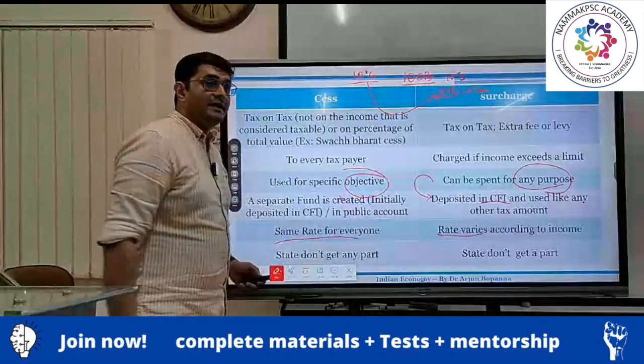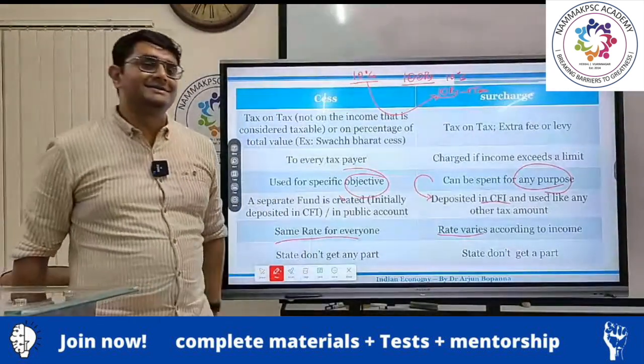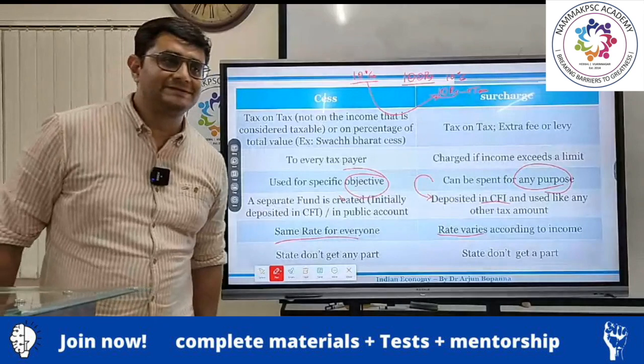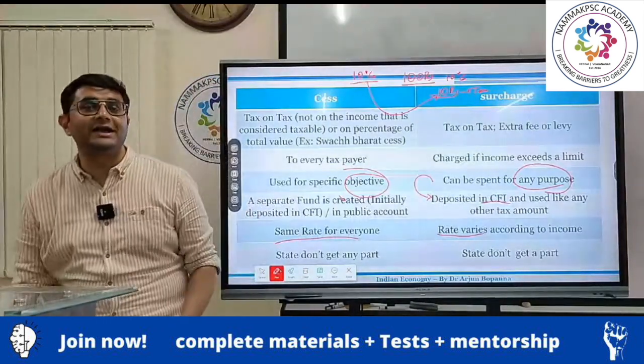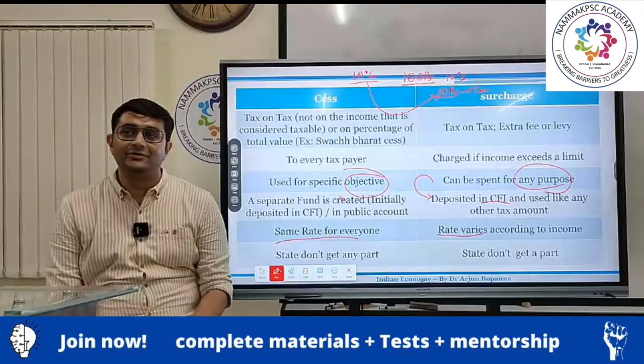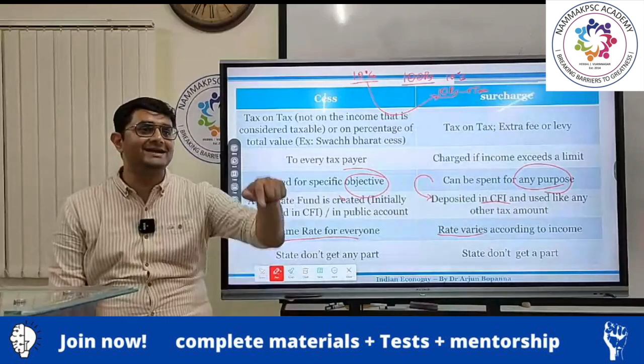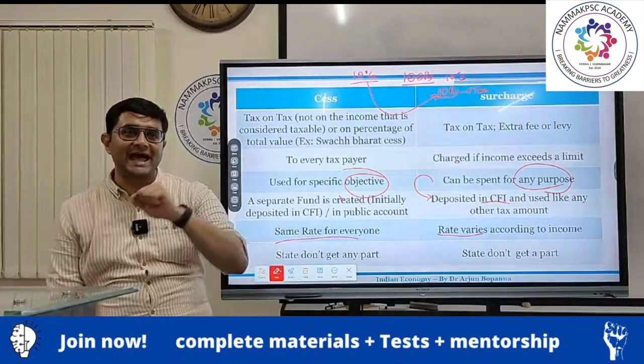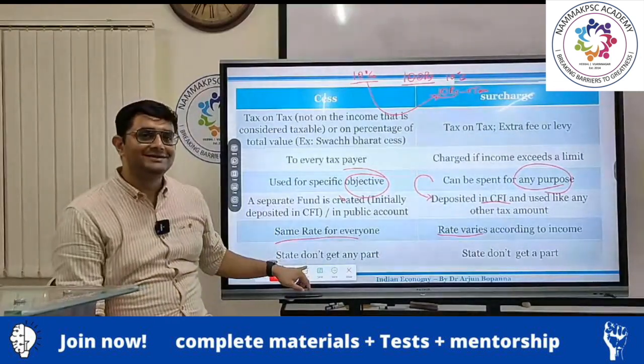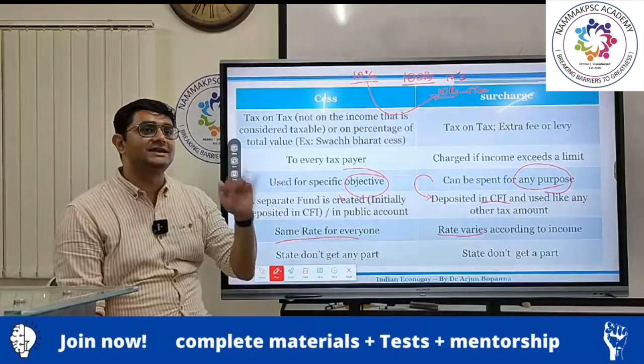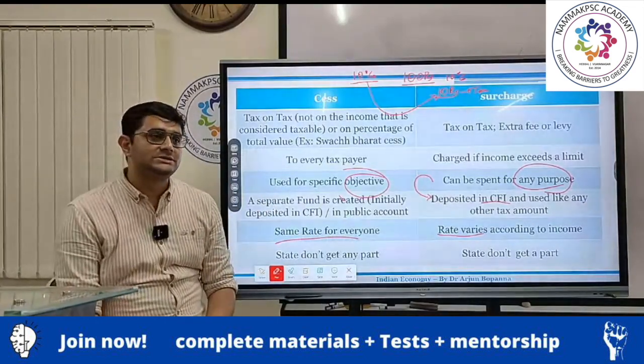Then another important reason why the central government chooses cess and surcharge over increasing the tax. It will not increase tax, but it will add cess, because tax means they have to share it with the states. Cess and surcharge, they don't have to share with the states.